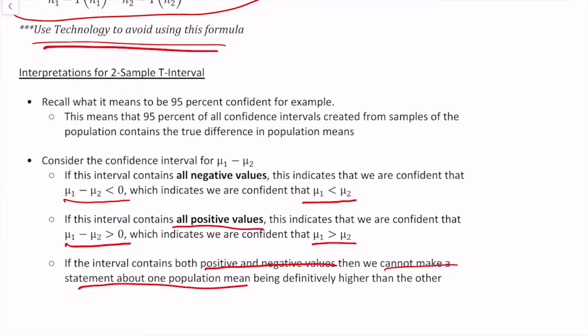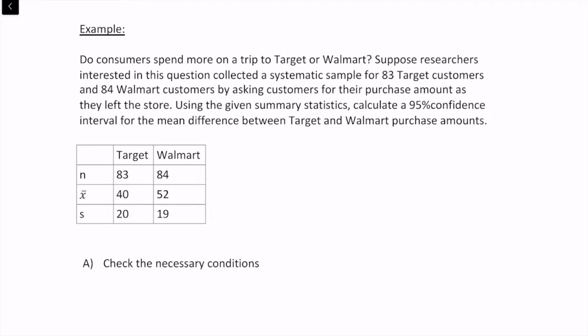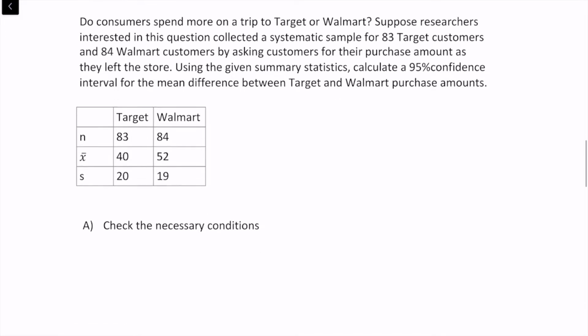All right, let's get into an example. Consumers spend more on a trip to Target or Walmart. Suppose researchers interested in this question collected a systematic sample of 83 Target customers and 84 Walmart customers by asking customers for their purchase amount as they left the store. Using the given summary statistics, calculate a 95% confidence interval for the mean difference between Target and Walmart purchase amounts. They have summarized for us in this table here: the n is the sample size for Target and Walmart, the sample mean for Target and Walmart, and the sample standard deviation.